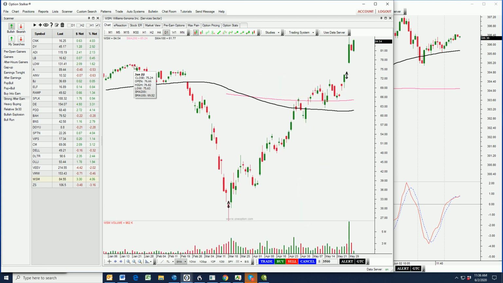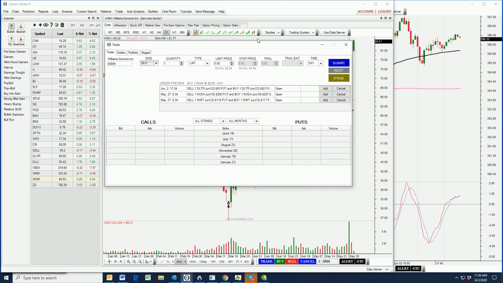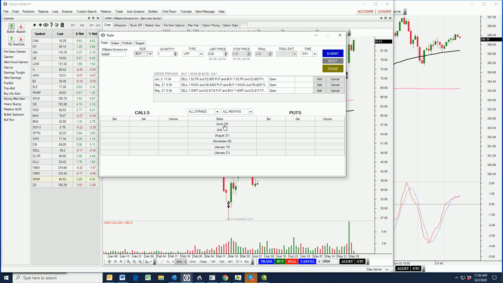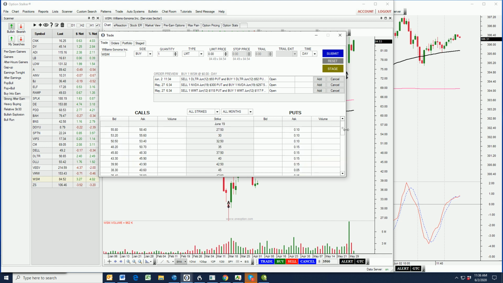So right here, I'm going to hover over that, and I can see that the opening price was $76.66. So I'd like to be inside of that $76 level, maybe at the $75 level, but you can see the stock is at $84. So I don't know that I'm going to get a lot for a credit like that. So I'm going to bring this back in, and you can see that it does not have weekly options.